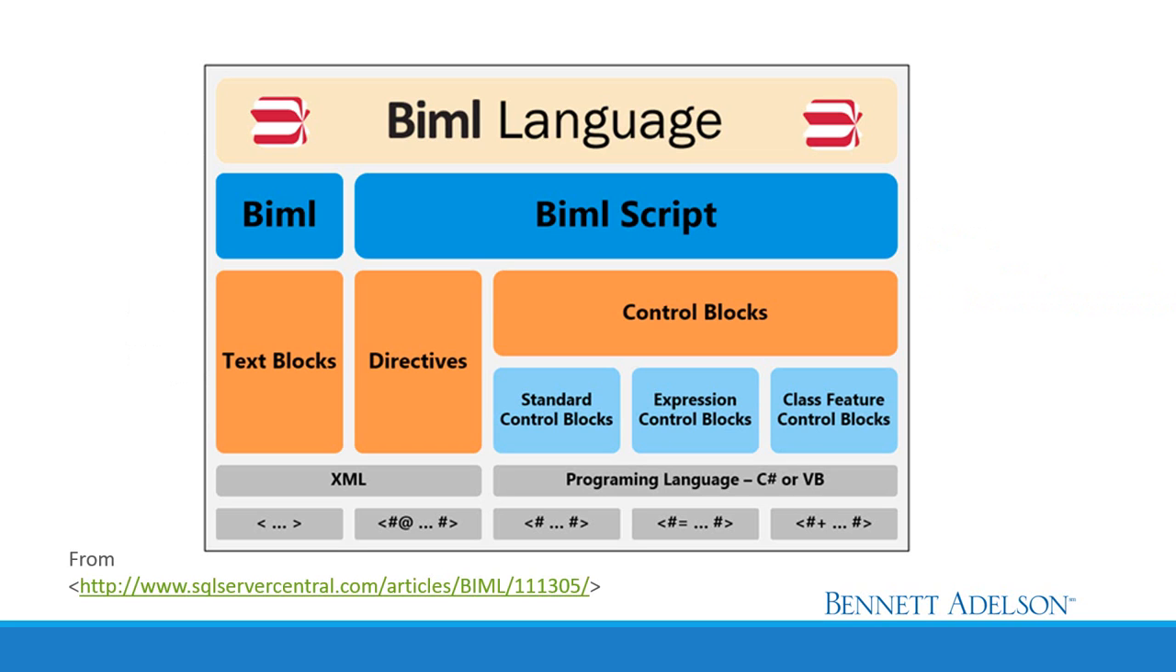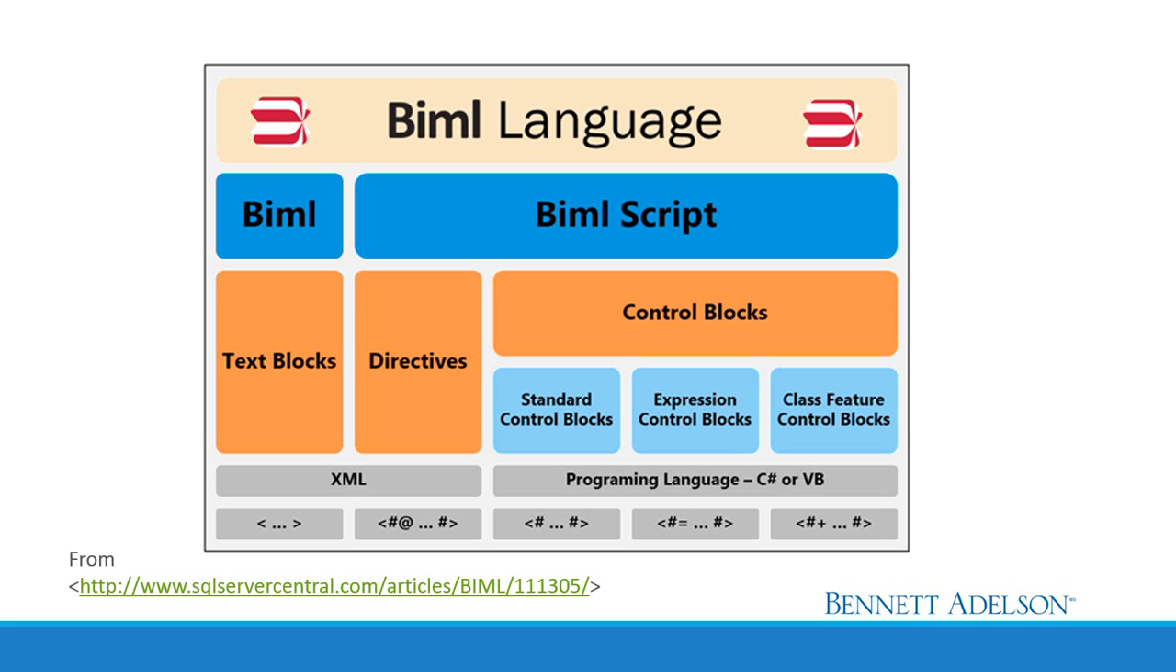So here's a diagram of the Biml language. Within it, you've got Biml and you've got BimlScript. Now, when you're writing Biml, you're just writing XML, with your greater than, less than signs. And you're also defining directives to tell your Biml compiler how you want things compiled. We'll talk about that in demos. And when you're writing BimlScript, you've got control blocks that you write in your language of choice, be it C# or Visual Basic.